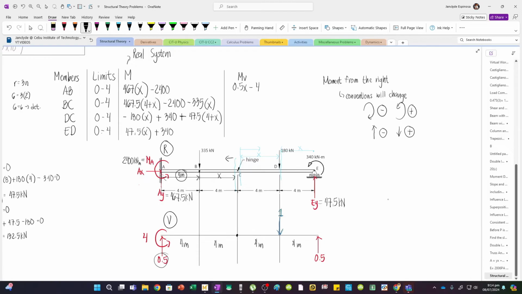And then for segment BC, I have 0.5 and then times 4 plus x. And then since I don't have any loading right here, then I'm just gonna include this moment reaction. So, still minus 4. Yan. Only these. Because walang concentrated load at B for the virtual system.